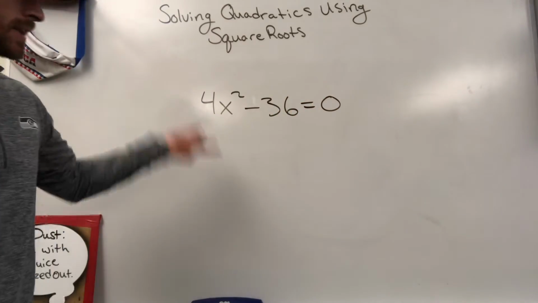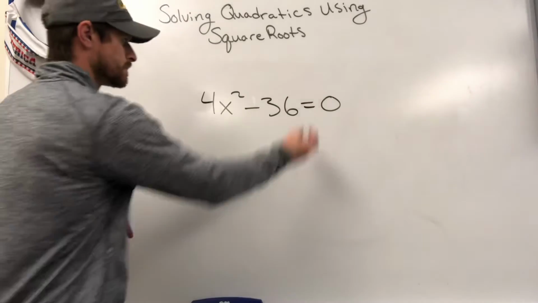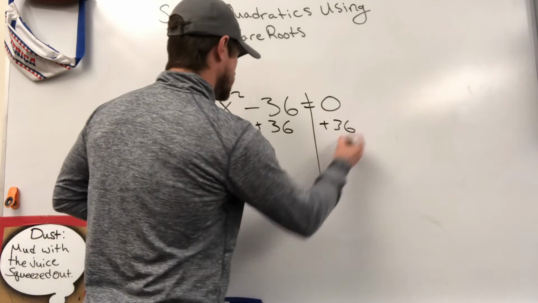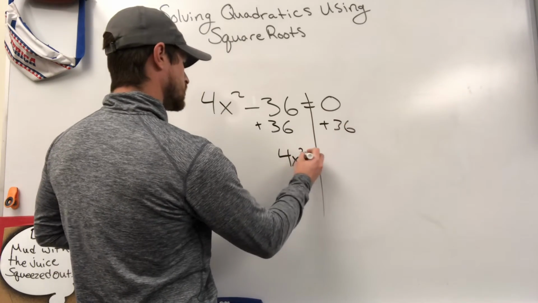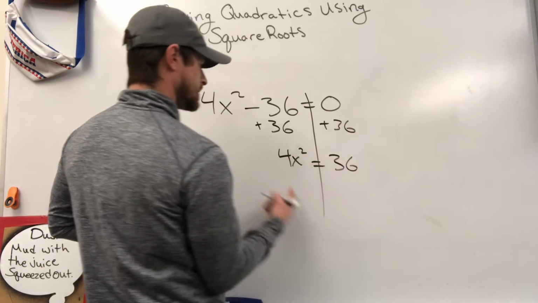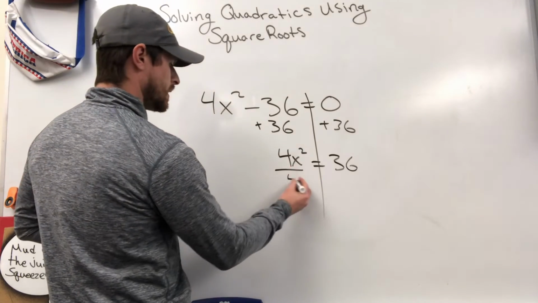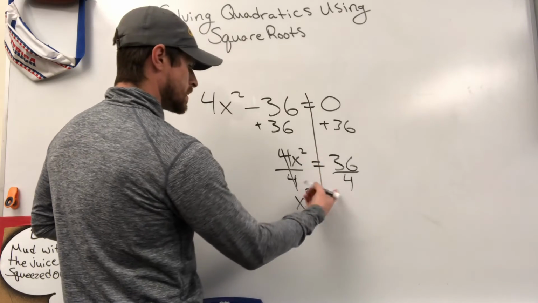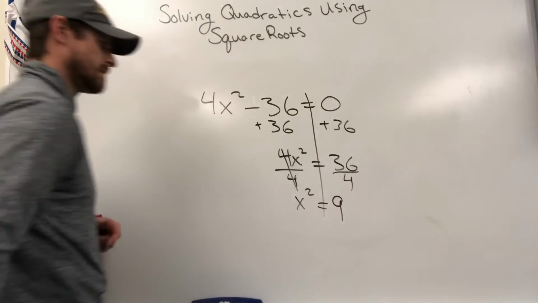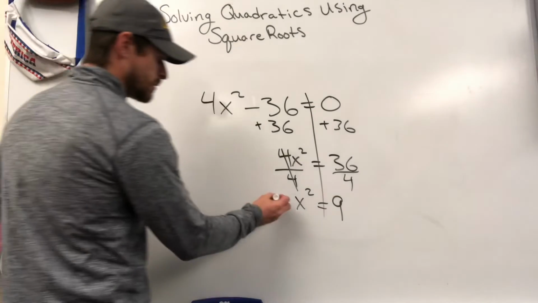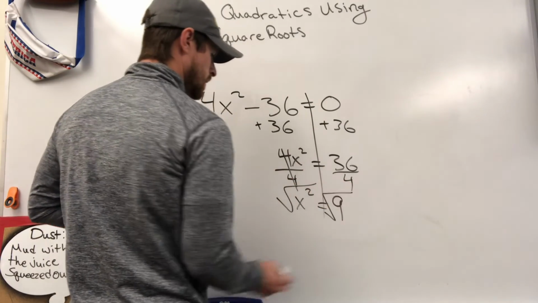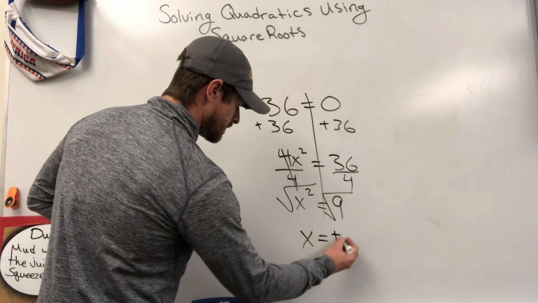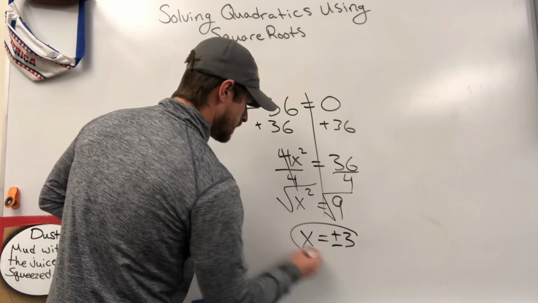Again, treat it like a two-step equation. Here we go. Line down the middle. Add 36. Add 36. 4x squared equals 36. Use the coefficient. Divide by 4. Divide by 4. X squared equals 9. Square root. Square root. What number times itself equals 9? And the answer is the positive and negative value of 3.